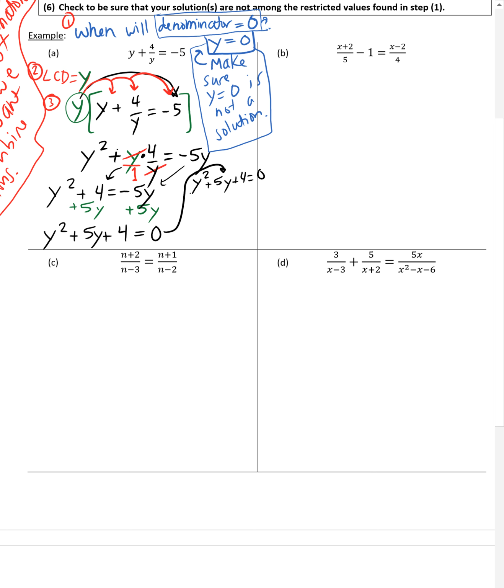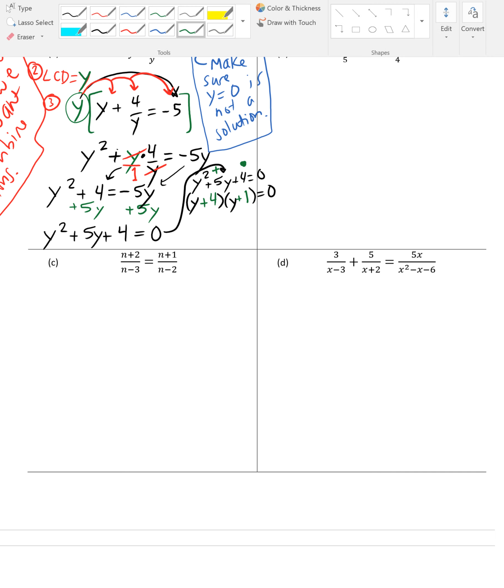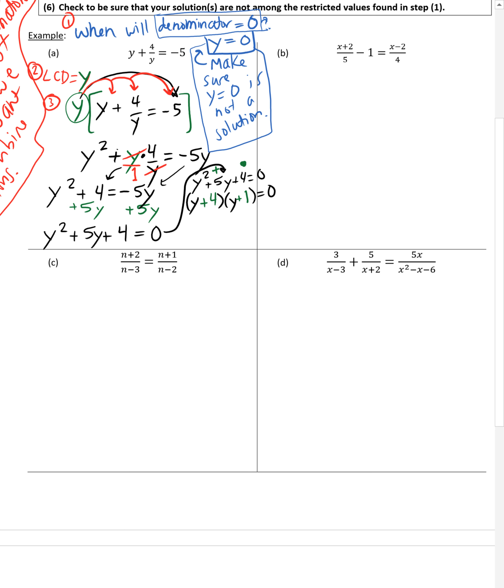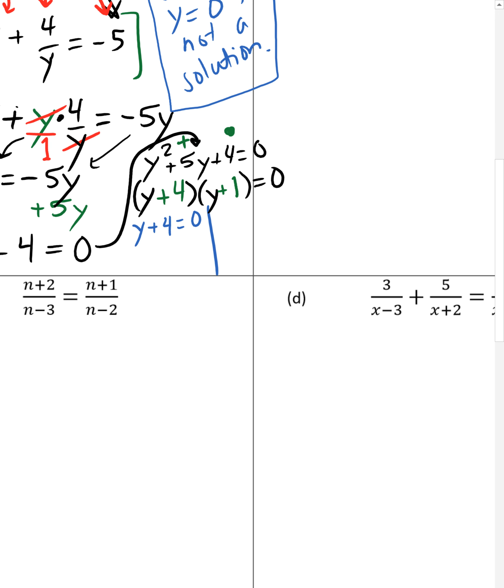And now we want to see if this factors. Well, it's a trinomial with leading coefficient 1, so it should be the easy factoring method. I just have to figure out, what are these numbers that multiply to 4 but add up to 5? Well, that'd be 4 and 1, or 1 and 4, plus 1 plus 4, plus 4 plus 1, whichever way you want to think of it. And now that I have it factored, the last step would be to set each factor equal to 0. So y plus 4 equals 0, y plus 1 equals 0.